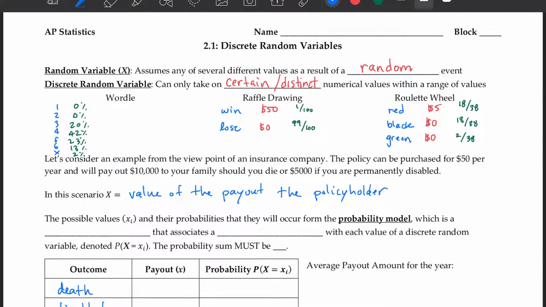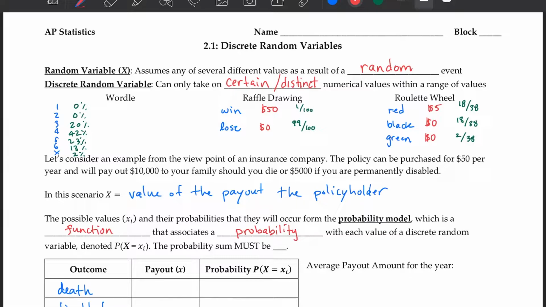So the possible values that we call x sub i and the probabilities that they occur form the probability model. So we're using this word model similar to the way we used it in algebra, about how you can define this with functions and values and things of that nature. So if we're thinking model, we're thinking that we're dealing with some sort of function. Not like a linear function necessarily or a quadratic function. There are different other functions that we'll be dealing with. And so that associates a probability, it's a hard word, with each value of a discrete random variable.